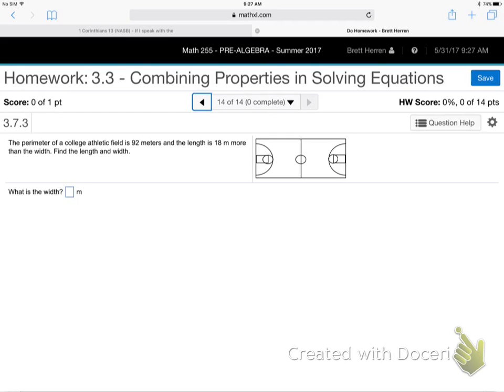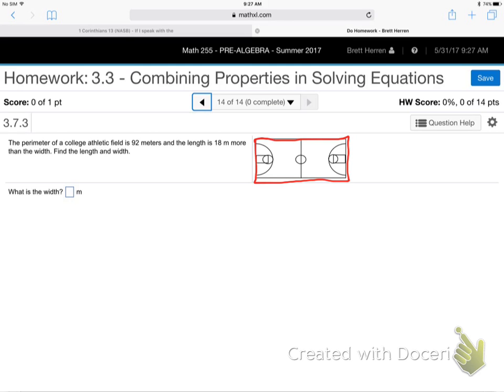Okay, the perimeter of a college athletic field is 92 meters and the length is 18 more than the width. Find the length and the width. Oh, this is like a real deal here. It's like a real word problem. Okay. Perimeter. So we got this field thing here, and the perimeter is 92 meters. What are we going to do with that? So perimeter means all the way around the outside, huh?